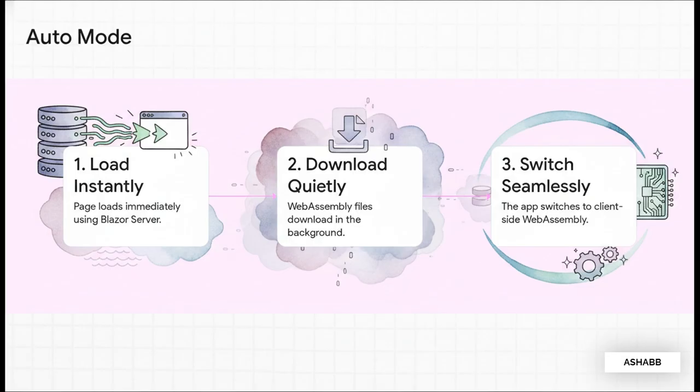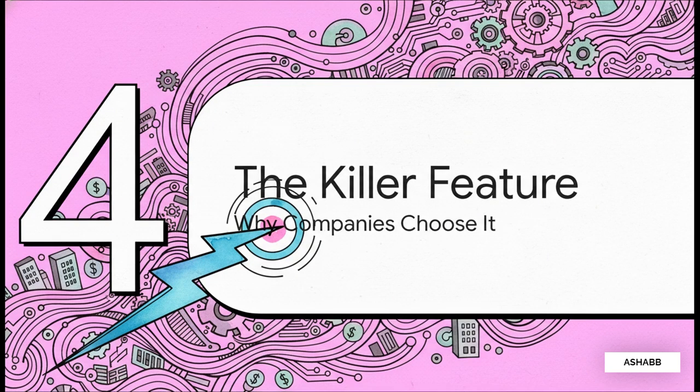Here's how it works. The page loads instantly using Blazor Server, but while you're already clicking around, the WebAssembly stuff is downloading quietly in the background. And then once it's ready, the app just seamlessly switches over to the client-side WebAssembly mode for everything else. It is absolutely brilliant.